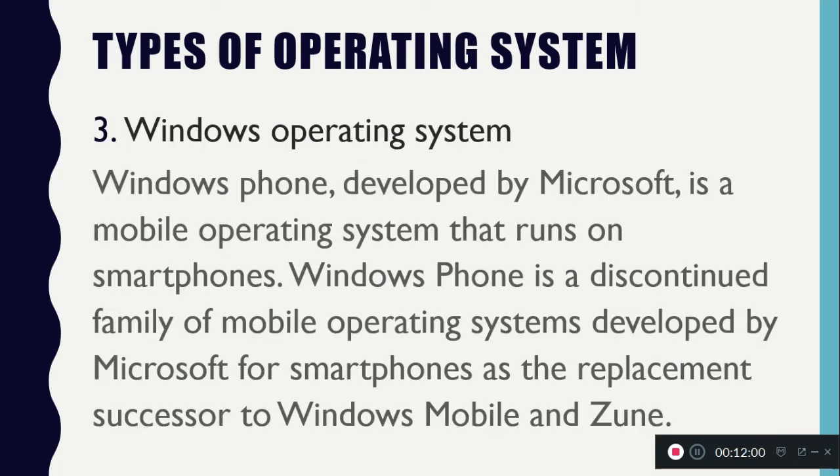Next, we are going to cover the Windows operating system. Windows operating system, developed by Microsoft, as the name depicts, is a mobile operating system that runs on the smartphone. Likewise, Android is a smartphone operating system, iPhone is a smartphone. Those perform a number of things. Okay, Windows Phone is a discontinued family of mobile operating systems.